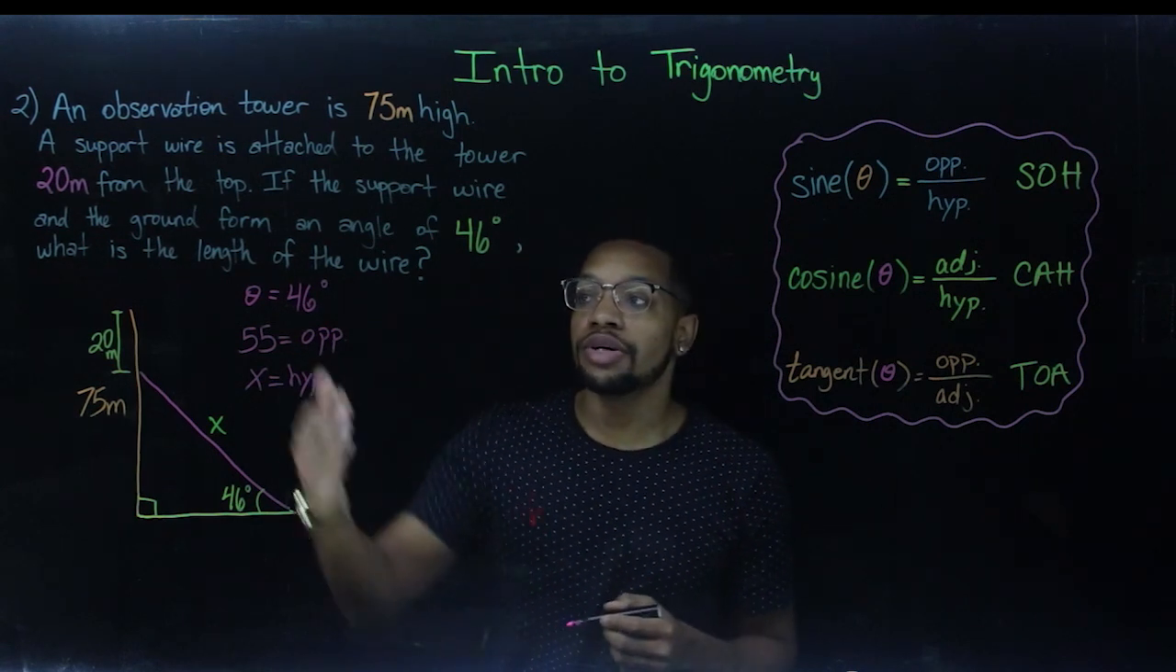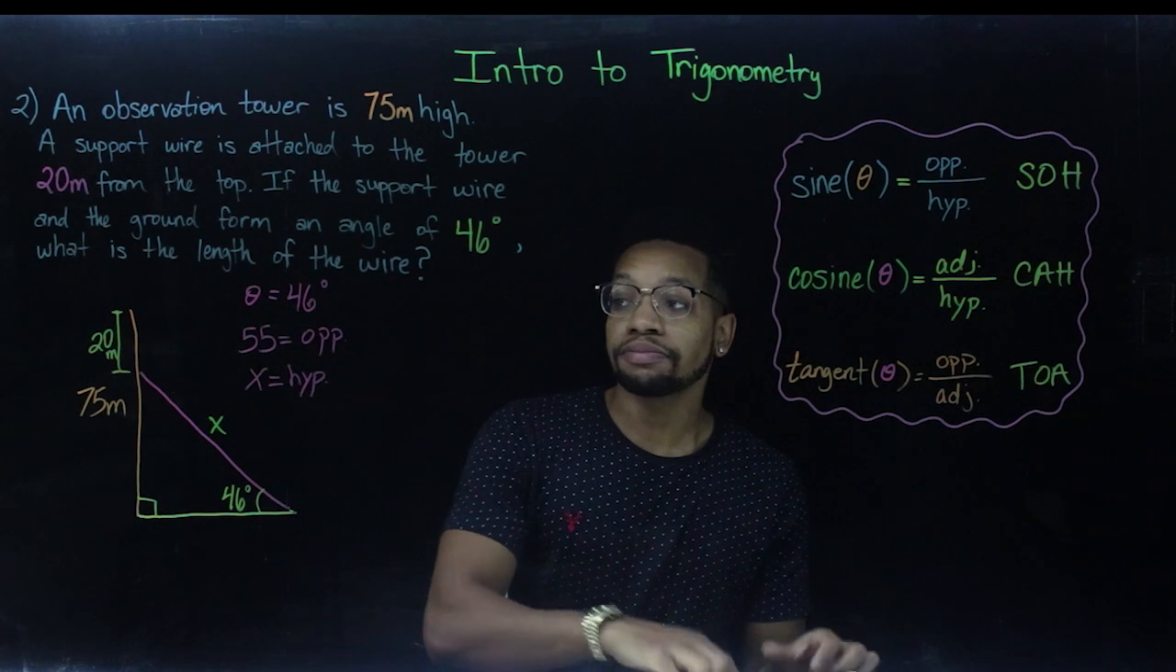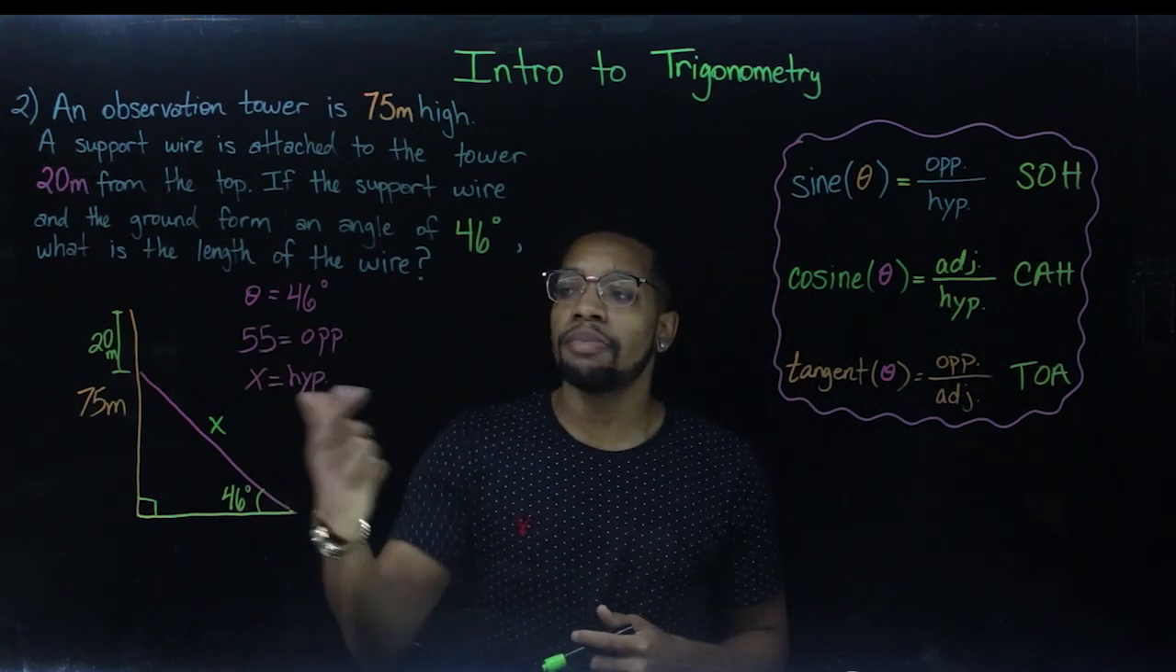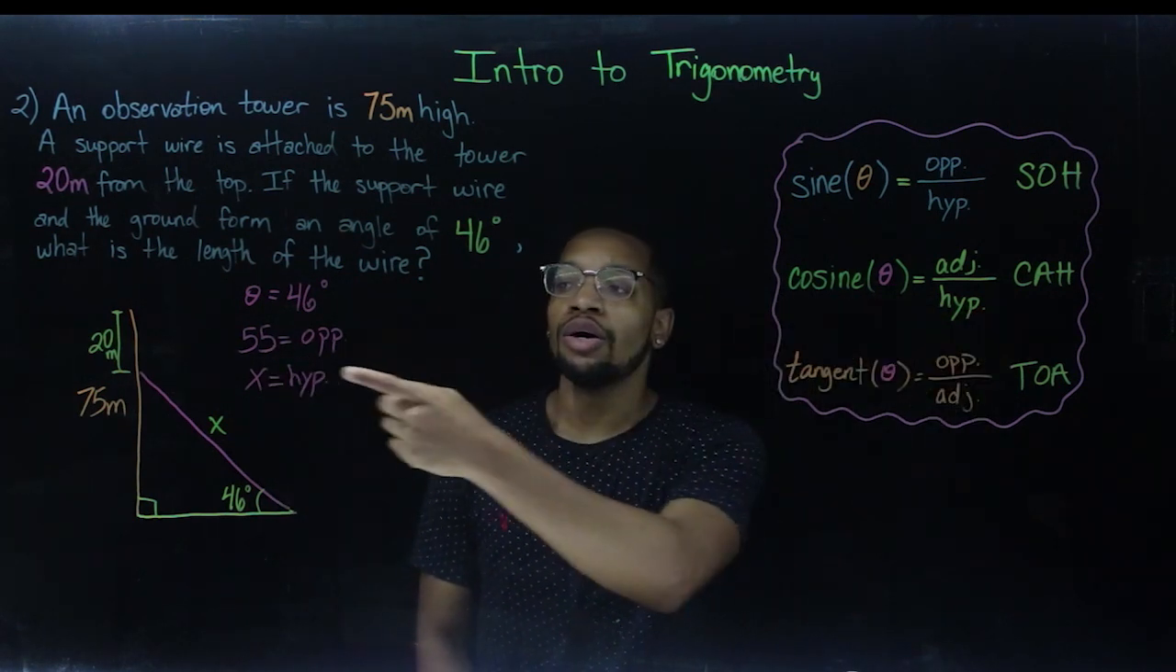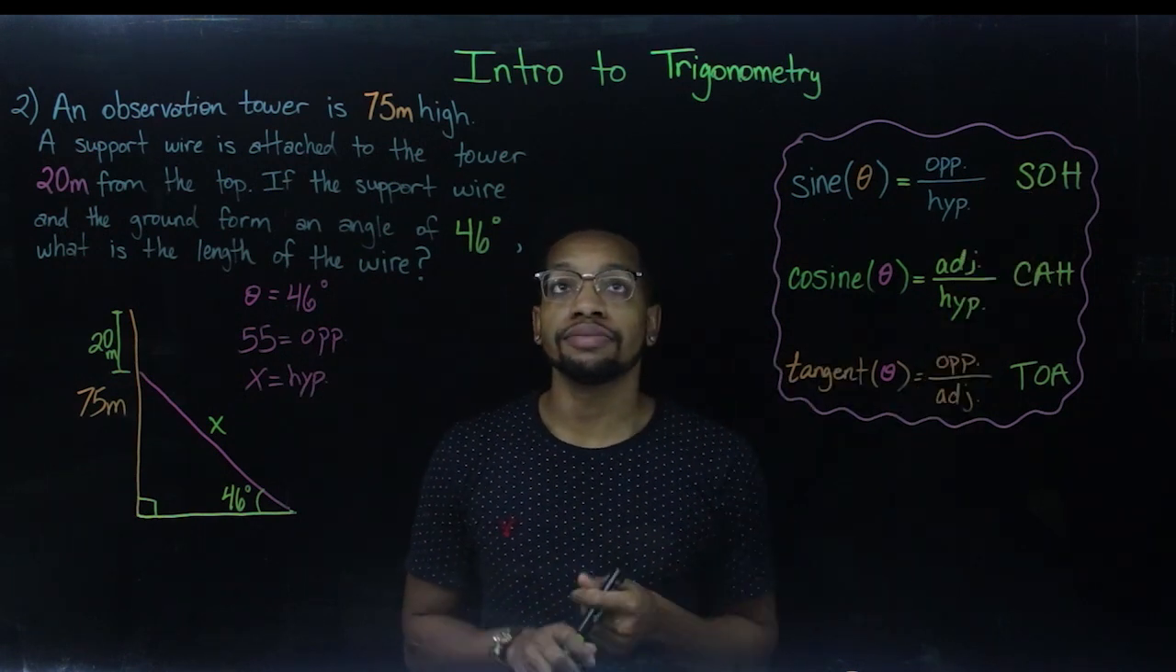All right, so that was our first step, just defining everything that was given in our triangle. So from there, we know we got an opposite and a hypotenuse. So we look at our functions. Which one has an O and an H? O and an H. So we're going to be using the sine function.